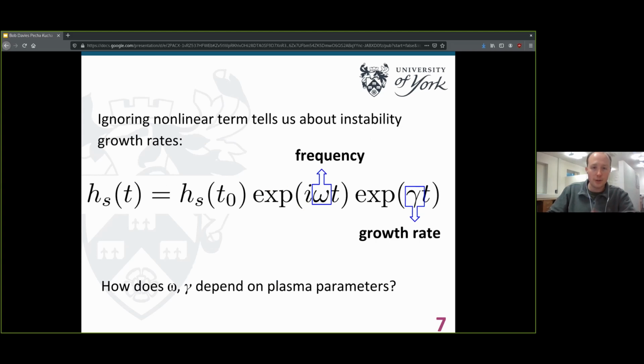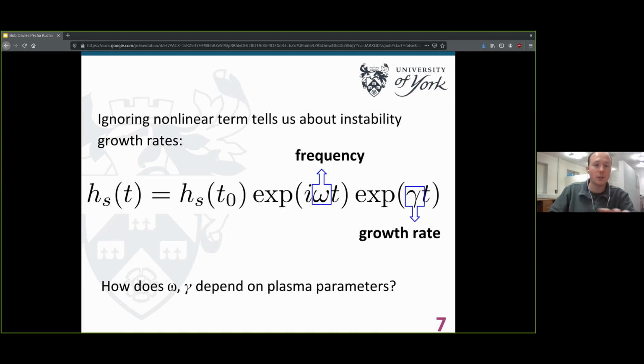Well, if we ignore the nonlinear term, we get a solution for H, which will either grow or decay exponentially in time. So this is telling us about instability growth rates. And we can see how this varies as we change various plasma parameters.